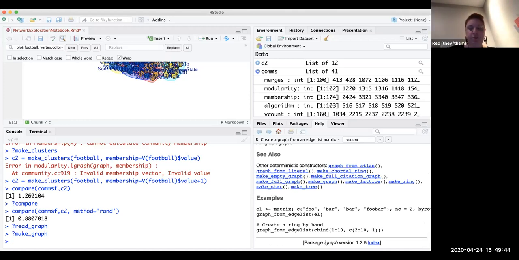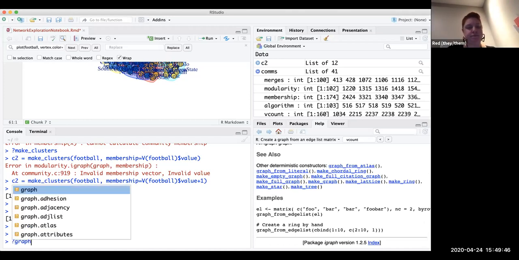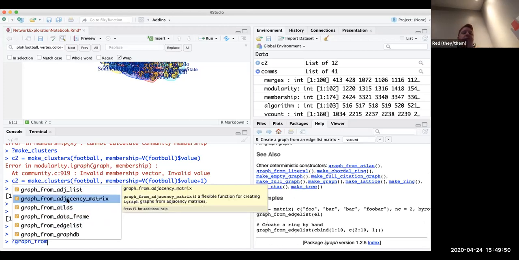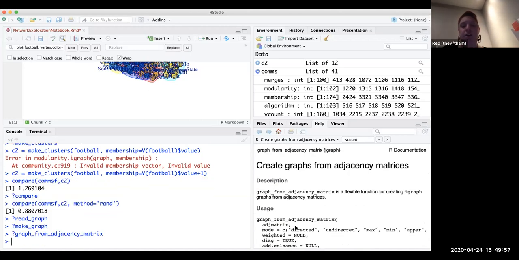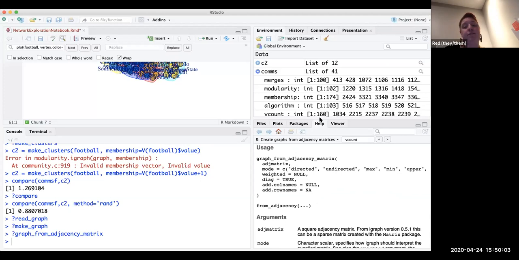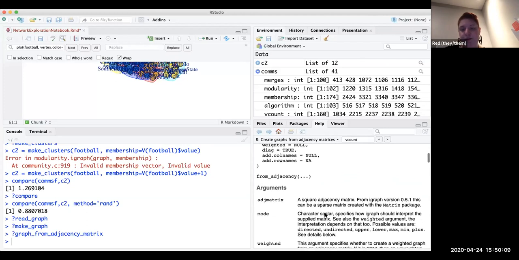It's also a graph from data frame. There we go. Graph from adjacency matrix. So if you have a matrix, all you have to do is use this graph from adjacency matrix function. You just put in the matrix, tell it what kind of graph it is, and it will automatically create an iGraph object for you. So the matrix is just the square adjacency matrix.